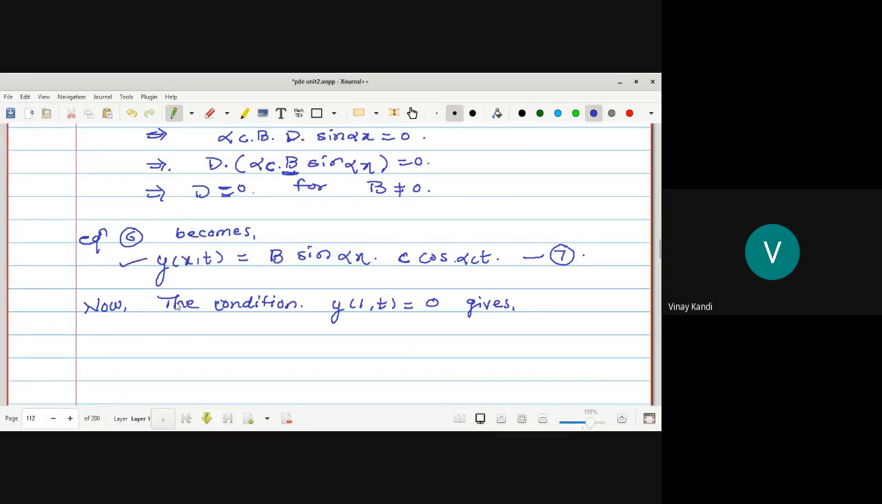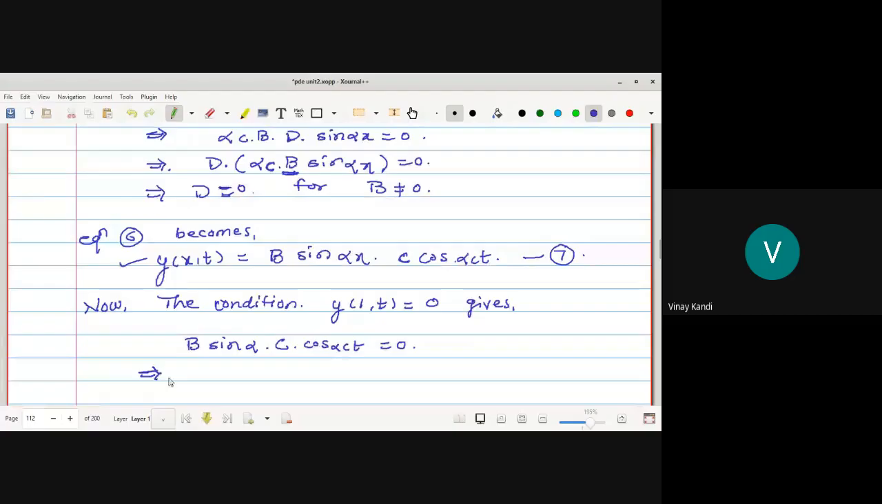Okay, y of x t, put x is equal to 1 here. Then what will come: b sin alpha into c cos..., this implies sin alpha is equal to 0. Okay, why did we take sin alpha is equal to 0?